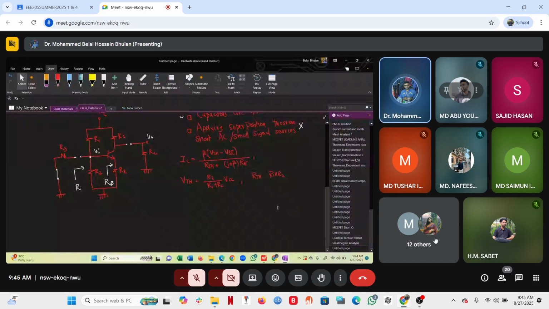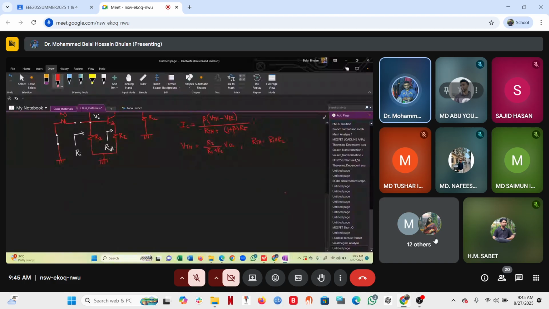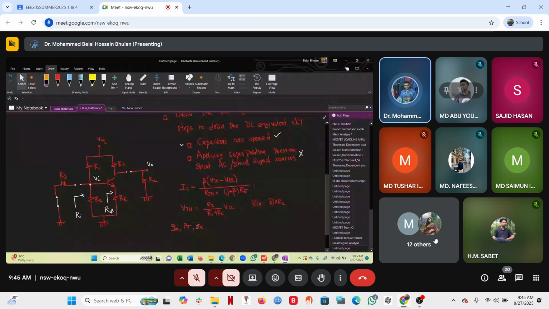Okay. So now that I have obtained IC, I know the values. So I can determine GM, I can determine R pi, and then I can determine RE. It's the first part done. So now the small signal parameters for the amplifier are determined.